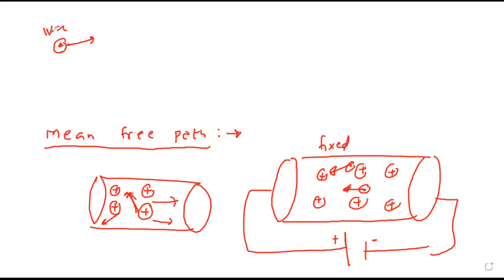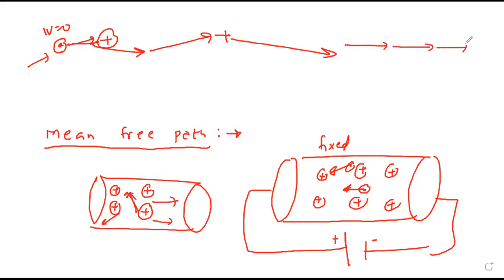Imagine this is one electron starting from here with a certain velocity. At the start v is zero, and the battery has given energy, so it gets accelerated. But in between, when a positive ion comes, it will collide and change its path, then move again and collide again. So they are not moving in a continuous manner. They collide and then drift. The distance covered during successive collisions is called the free path, and the average of a large number of free paths is called the mean free path.